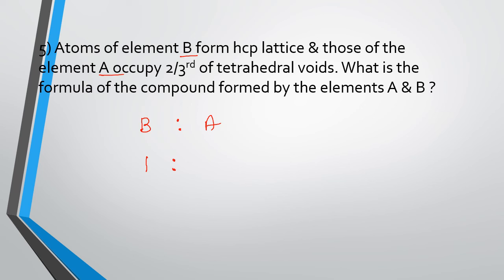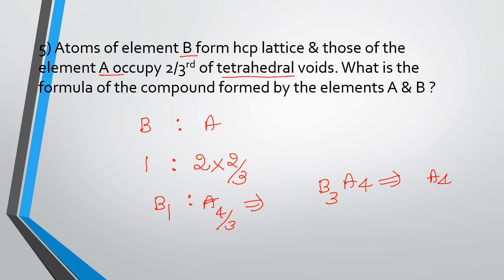And the tetrahedral voids is given. How many tetrahedral voids are generated? 2 times that of the number of spheres. So let us write 2. But out of the number of tetrahedral voids, only 2/3 of tetrahedral voids are occupied by element A. Okay, now let us take the ratio. Atom A 4/3, which is equal to, do the cross multiplication here, B3 A4, or you can write A4 B3. So this is the formula. I hope this is clear to you.